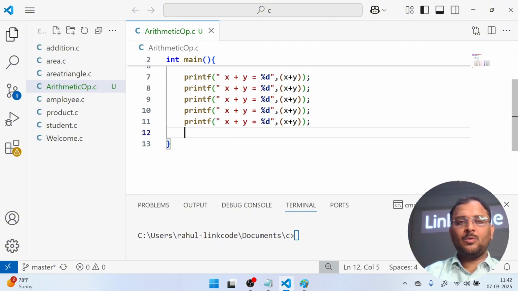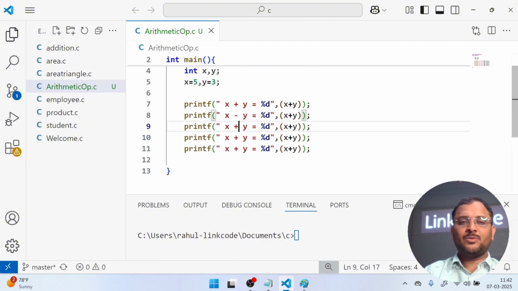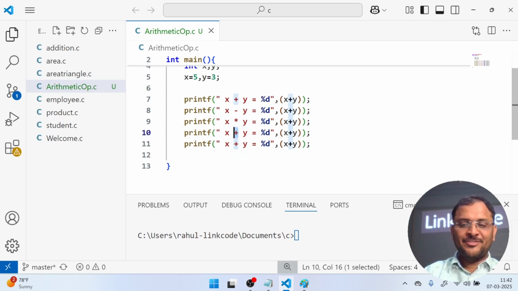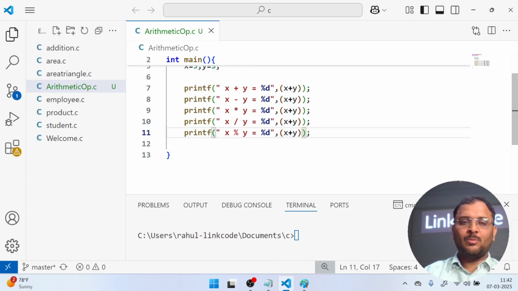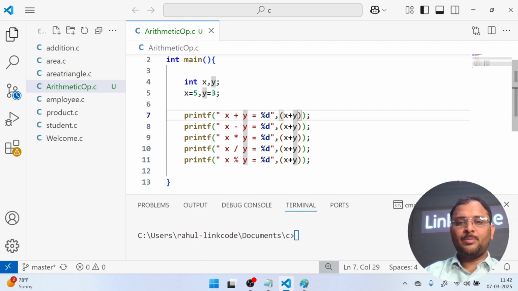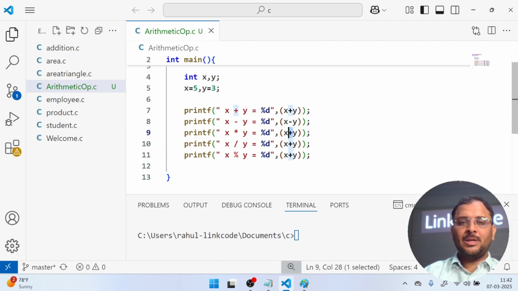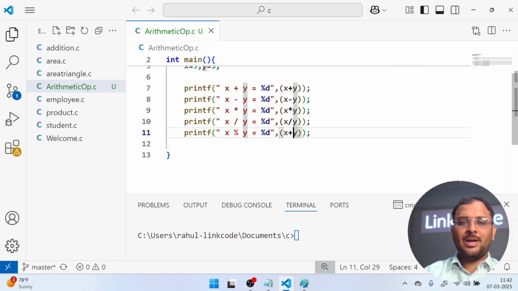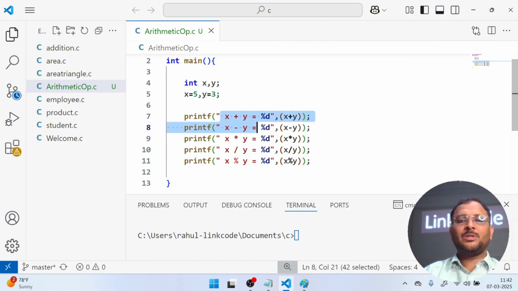Check the output now. x minus y, x into y, x divided by y, x mod y. This is the plus, this is the minus, then here is the multiplication, this is the division, and the last one is the mod. Remember this. x plus y means 5 plus 3, you will get your result here. x minus y, x into y, x divided by y, and mod is for remainder. So the answer for this you can check.